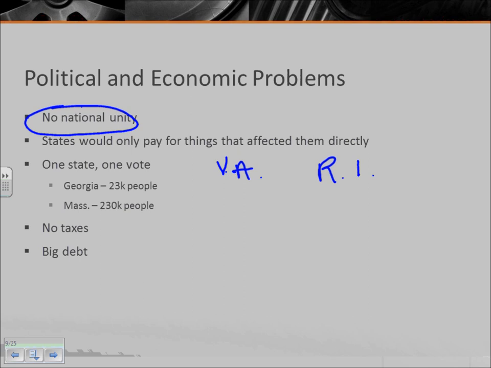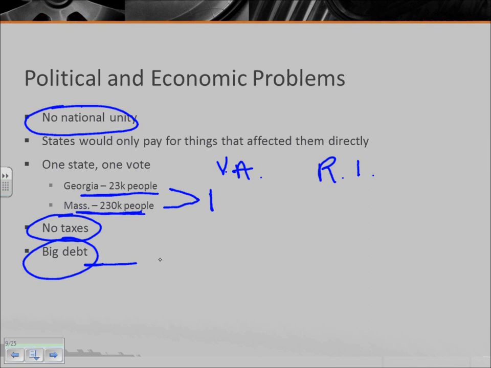Look at it this way. You have Georgia, which has 23,000 people. We have Massachusetts, which has 230,000 people, and they each get one vote. Now you say, ah, that's equality, but is it really? We have to think about these things. There's also no taxes under the federal government, and we have a huge debt from the Revolution.